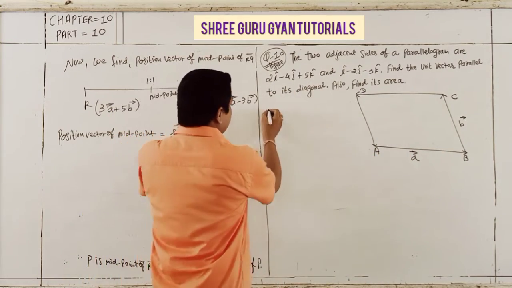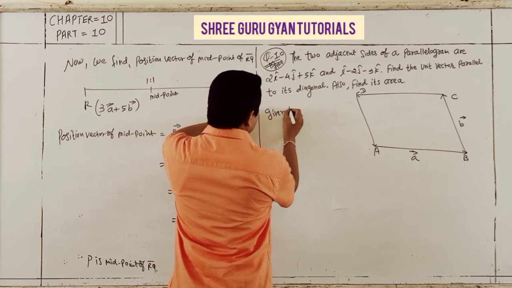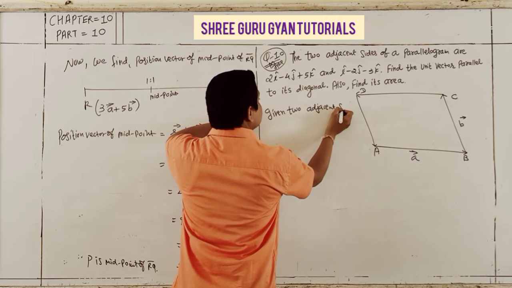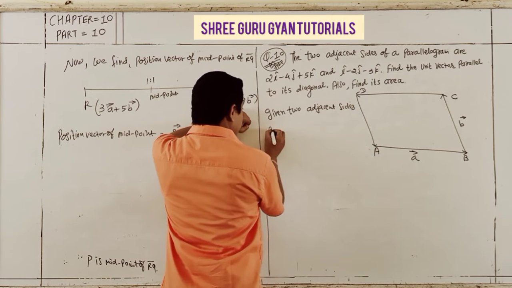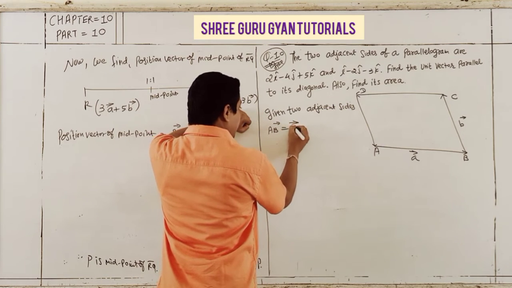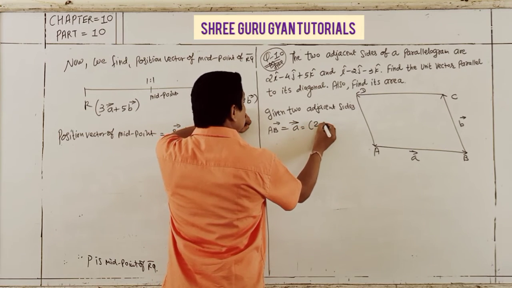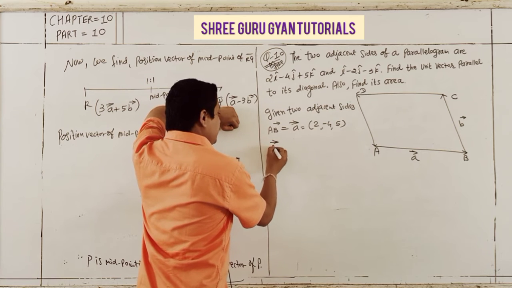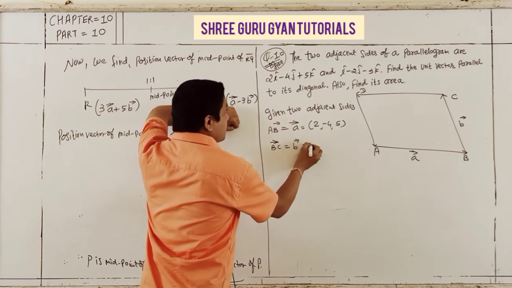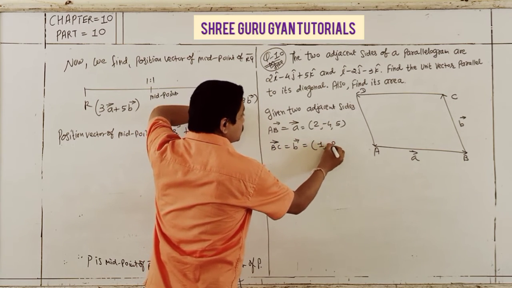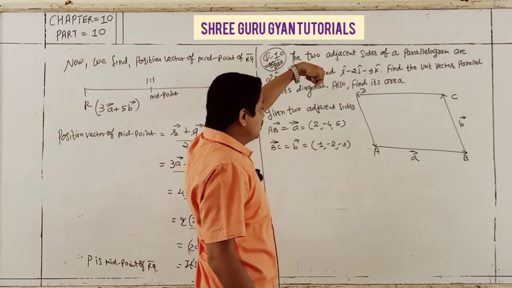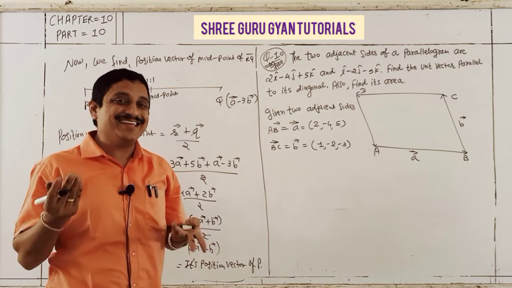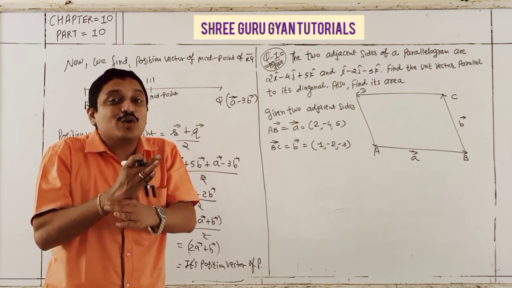So students, here are given two adjacent sides: AB direction, that is called A, which is 2, minus 4, 5. And secondly I take BC, that is called B, that is 1, minus 2, minus 3. And now how can we define area? Easy, magnitude of A cross B.